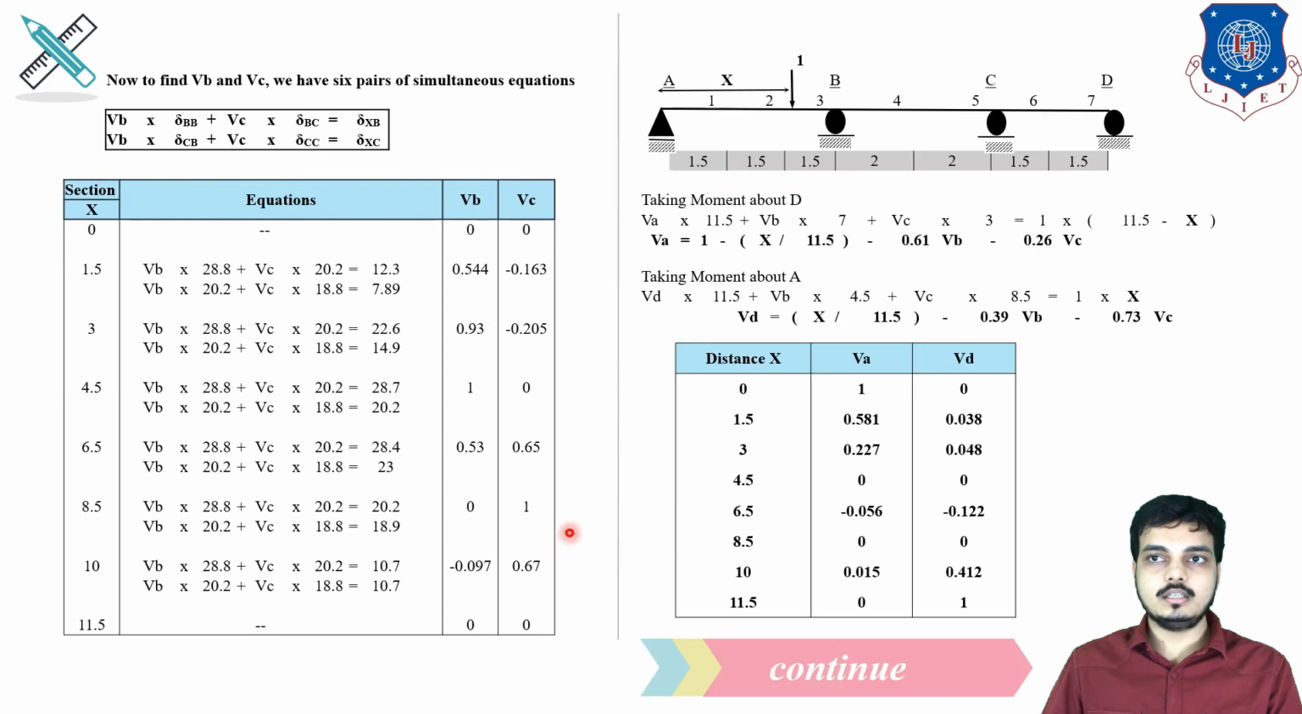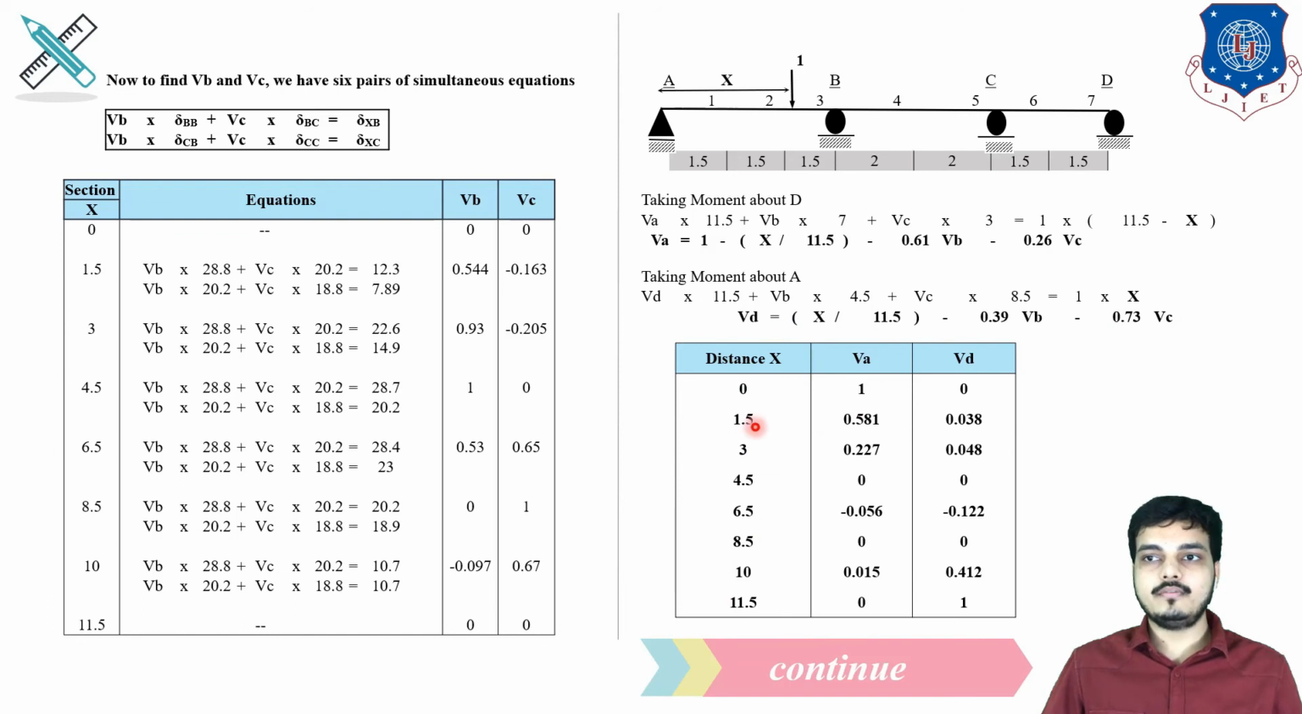After getting this VB and VC, we will use the figure and form an equation for VA and VD reactions. So taking moment at x equals 0, VA multiplied by 11.5 plus VB multiplied by 7 plus VC multiplied by 3 equals 1 into this distance, which is nothing but 11.5 minus x. So making VA the subject, I got one equation. Similarly, I will make an equation for VD. And then just place the values of VB, VC and x. X is nothing but this respective distance.